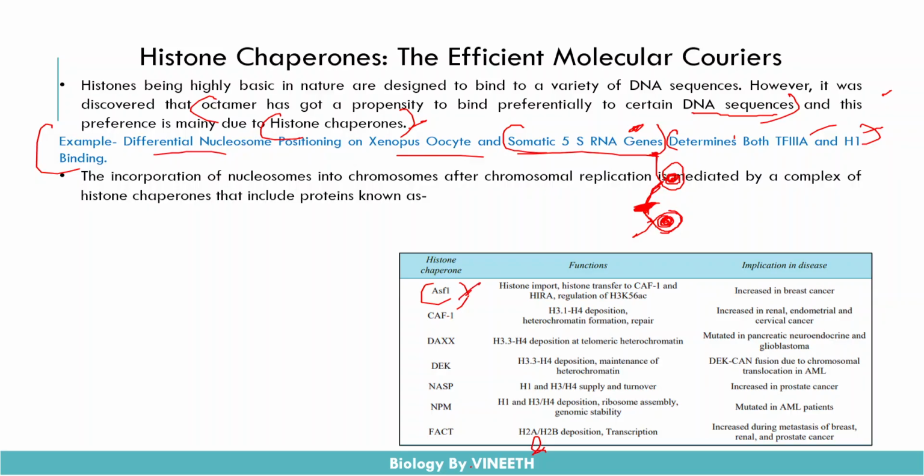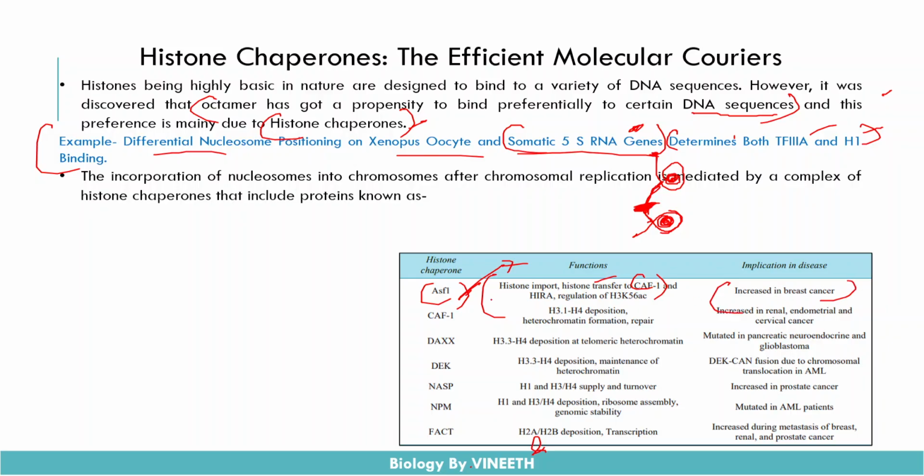The first one is ASF1. This ASF1 acts as a histone importer and histone transfer protein. It transfers the histones to CAF1. First CAF1 takes the histone proteins from ASF1, and then transfers them to certain DNA sequences in the nucleus. Increased levels of ASF1 are observed in breast cancers.